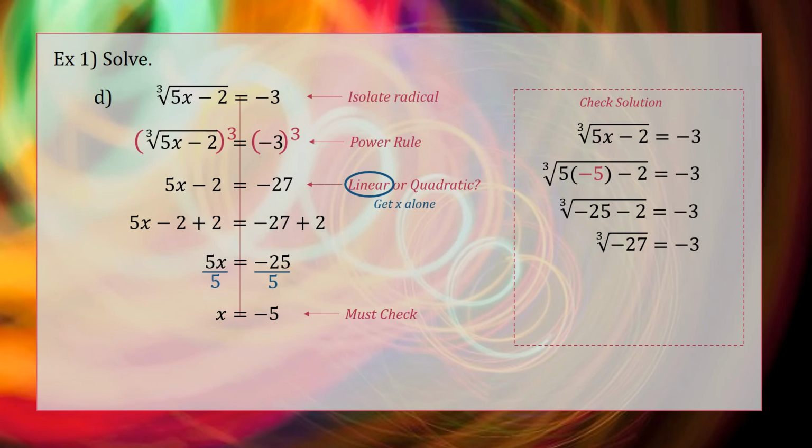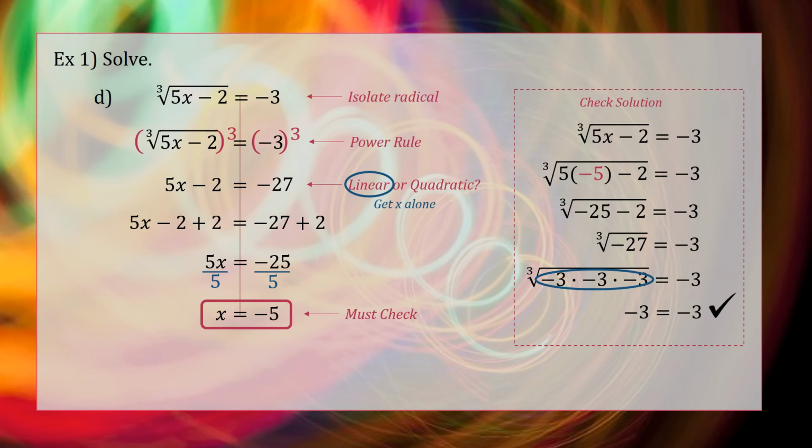Now we want to factor that. What number times itself 3 times could possibly give you -27? Well, we can rewrite it as -3 times -3 times -3. And notice we do have a set, so it can come out of the radical. And now your statement is -3 equals -3. Is that true? Yes. And since it is, it means we can keep our solution of x equals -5.